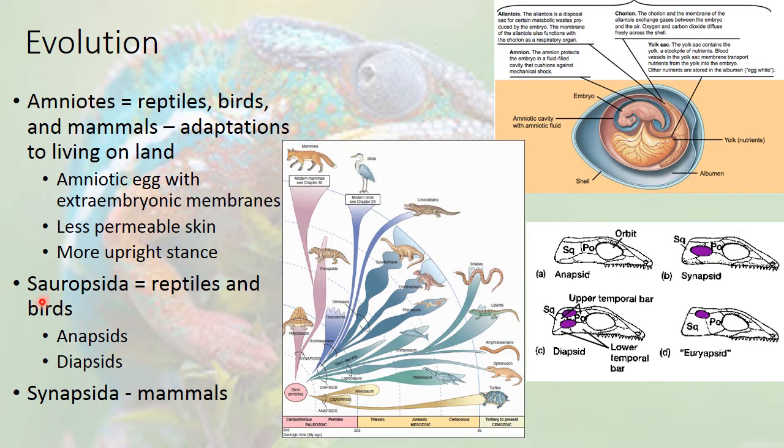So the way things are classified is that, well, first there are 2 main groups. The Sauropsida is reptiles and birds, and then the Synapsida is the mammals. So when we talk about reptiles, they're all going to be Sauropsida. But then the reptiles are divided into anapsids and diapsids, and birds are diapsids, but so are snakes, lizards, and crocodiles. So those are all diapsids. And then the turtles are the anapsids.